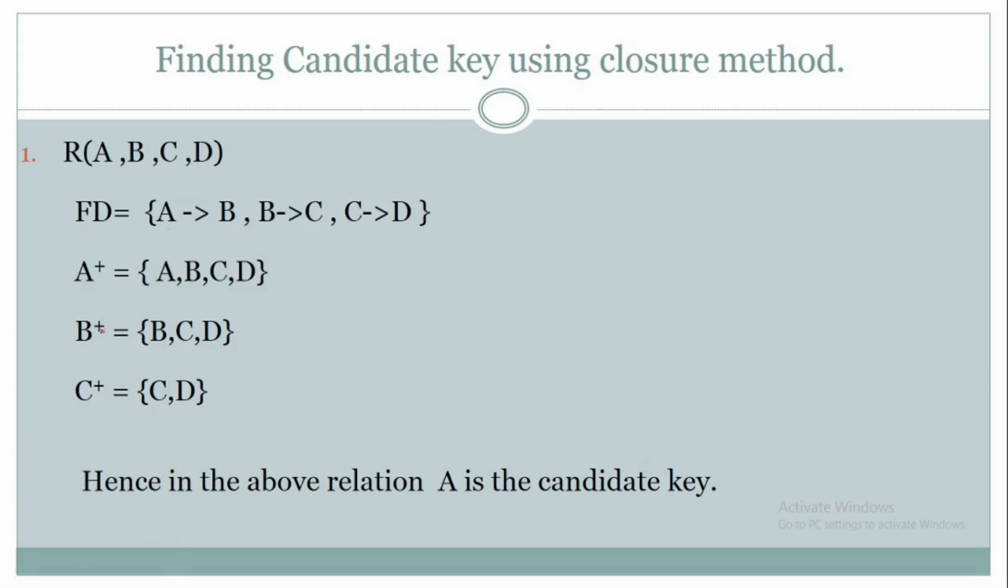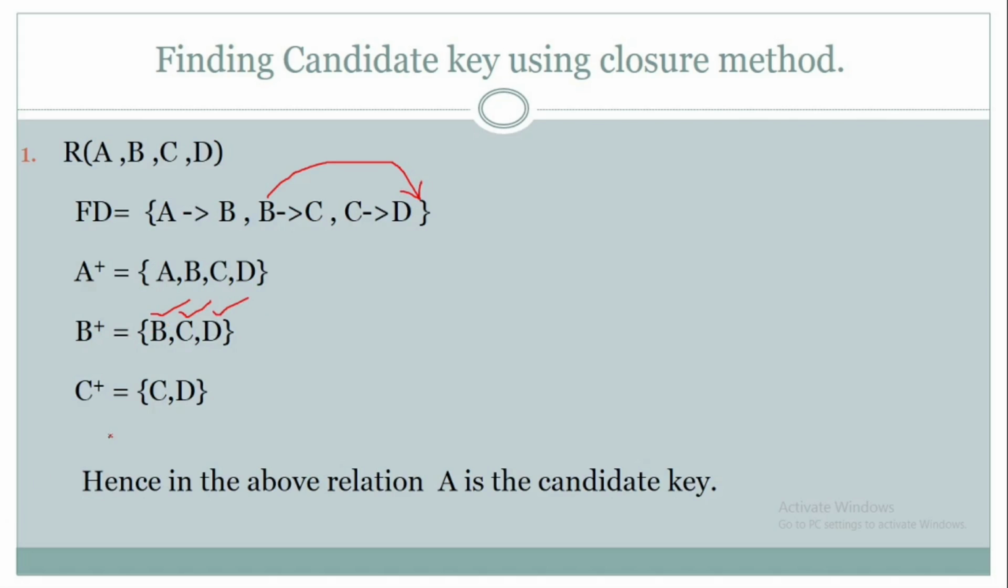Now let us find the closure of B. B can determine itself based on the reflexive rule, as this is what is given. B determines C, as you can see. So B determines C and C determines D. Based on the transitive rule, B can determine D. So that's it about the closure of B.